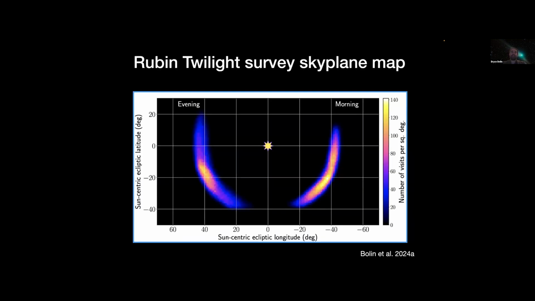So this is a sky coverage map of the Rubin twilight survey. It looks kind of like ZTF's, but pointed upside down. So Rubin Observatory is located at about minus 30 degrees latitude. So it's kind of a flip side version of ZTF. So you see this kind of enhancement at around 20 degrees ecliptic latitude.